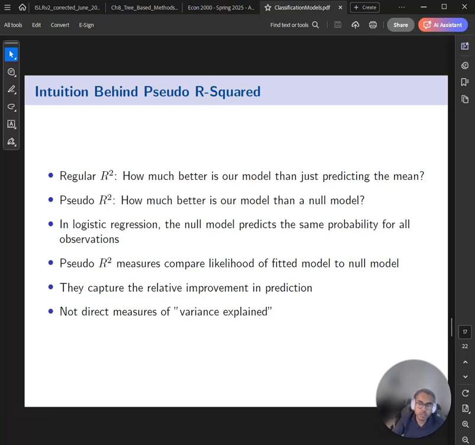Think of them as answering the question, how much have we improved our predictions by including these predictors compared to not using them at all? That's a useful question, even if it's not exactly the same as asking about variance explained.